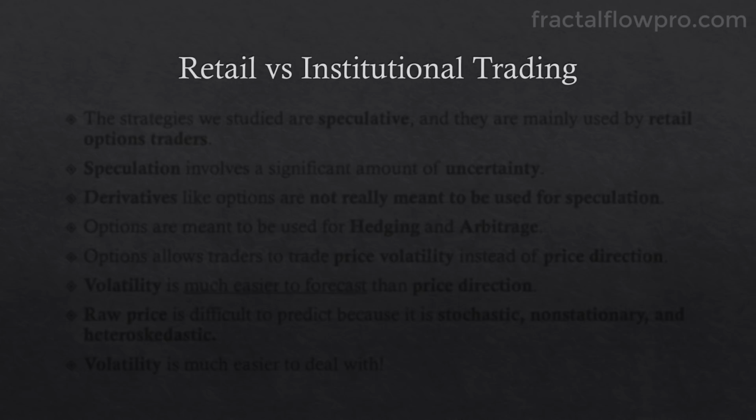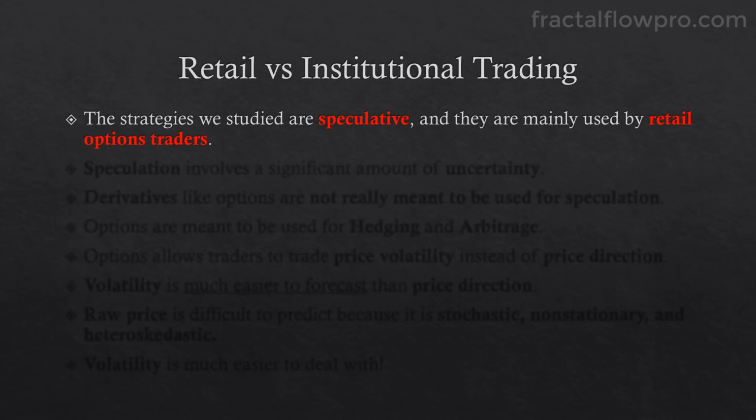The strategies we study in this beginner's guide are mainly used by retail options traders. Institutional options traders use these instruments in a completely different way, and there are scientific reasons for that. The first reason is that these strategies we just learned are speculative, meaning that a lot of them are based on what direction the underlying price will take or where it will be at expiration. This is speculative in nature because the trader needs to conjecture about the future direction of the underlying price.